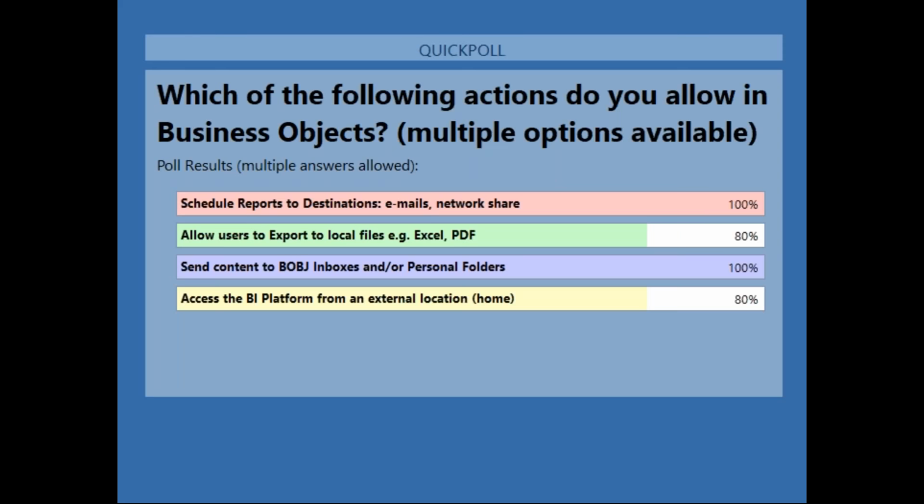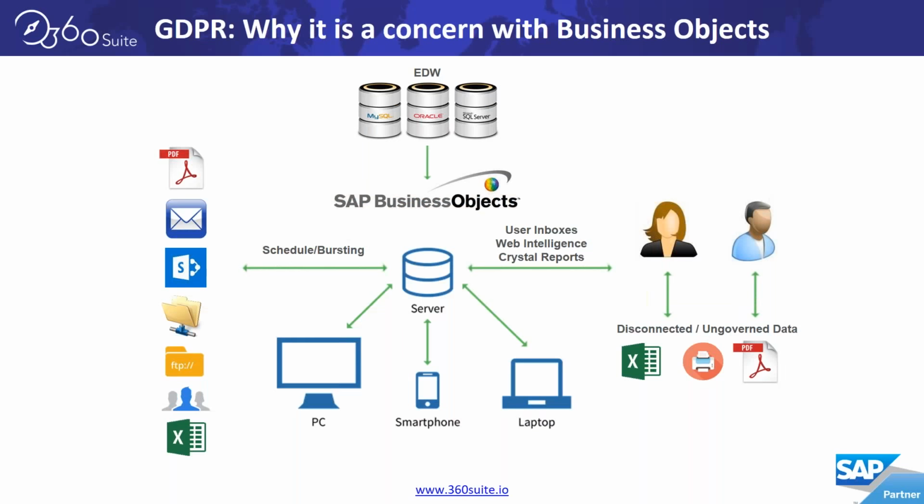Okay, so a lot of votes and a lot of overwhelming answers. So like we said before, you have data. This data will now be used in a number of BI tools on your Business Objects platform. Now, what is a concern with Business Objects, especially when we talk about regulations such as GDPR, is that the content you have, which is produced by yourself or by the users, will end up being distributed around. And when I look at all the different answers, you are scheduling or bursting content. So that content will leave the Business Objects platform.